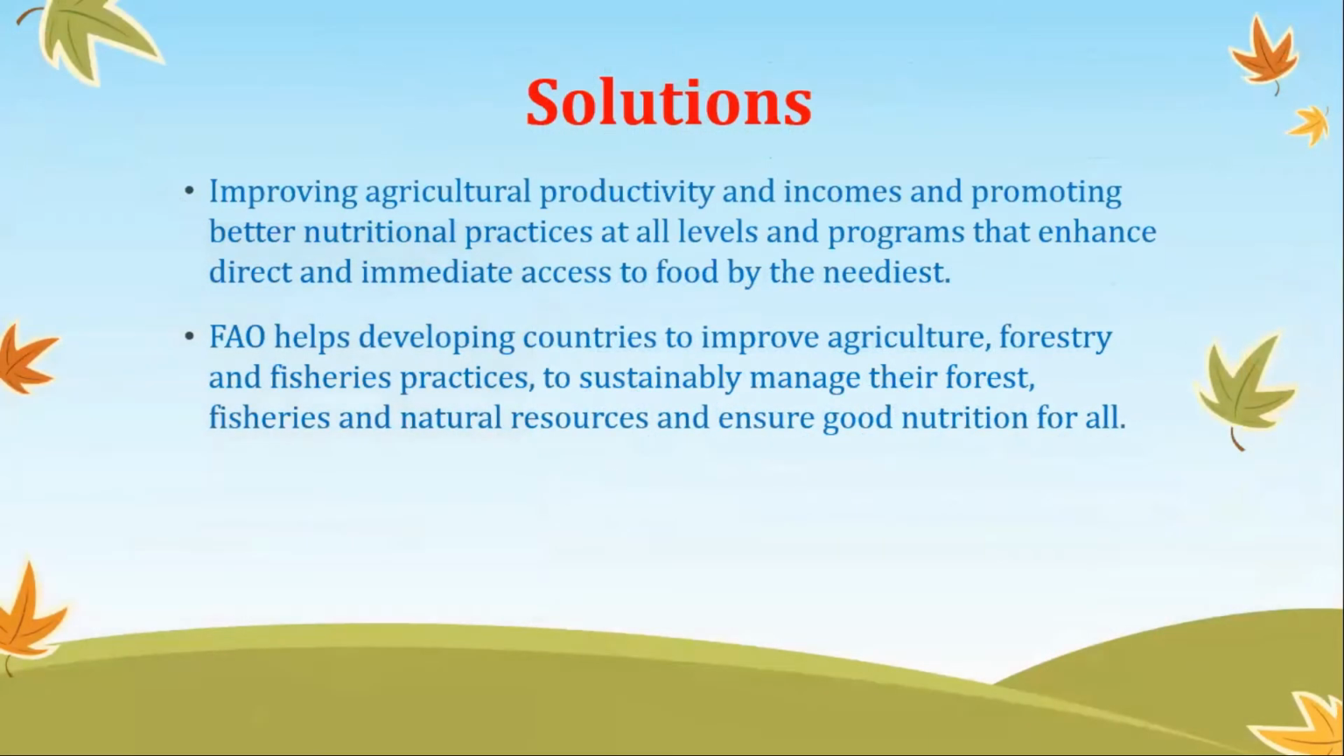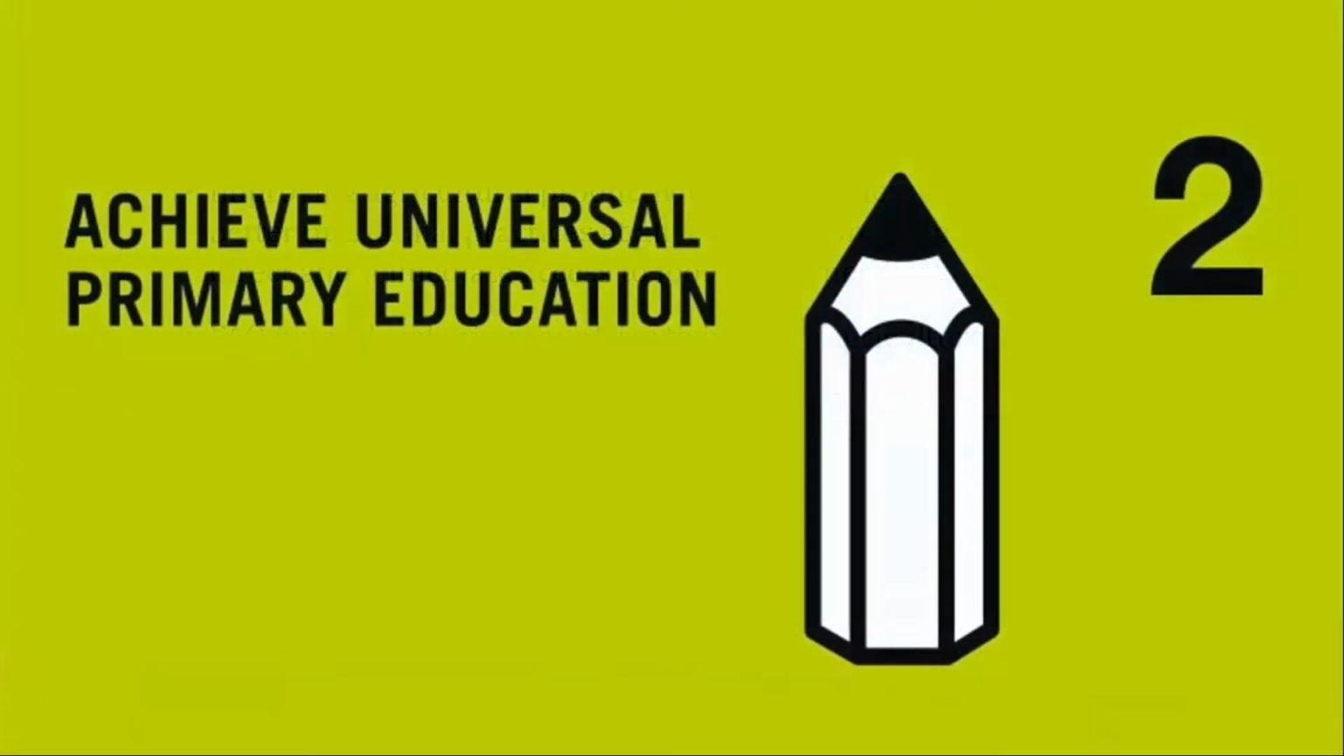The MDG solutions: improving agricultural productivity and incomes, promoting better nutritional practices at all levels, and programs that enhance direct and immediate access to food by the neediest. The Food and Agriculture Organization helps developing countries to improve agriculture, forestry, and fisheries practices to sustainably manage their forests, fisheries, and natural resources and ensure good nutrition for all.